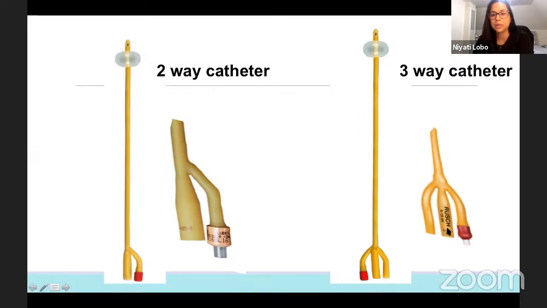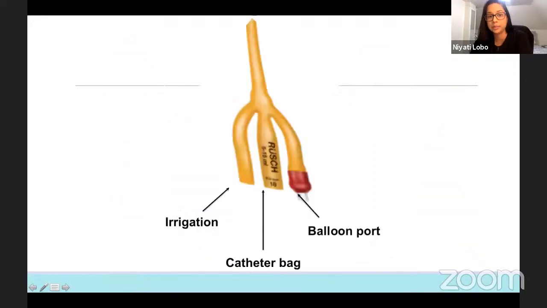So you can see they look more or less exactly the same. If you can put a two-way catheter in, you can definitely put a three-way catheter in, and you shouldn't be afraid to try. As I say, this is the end of a three-way catheter. This is the irrigation port. This is the leg bag, the catheter bag, and this is your balloon port.